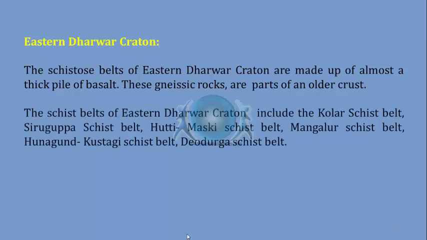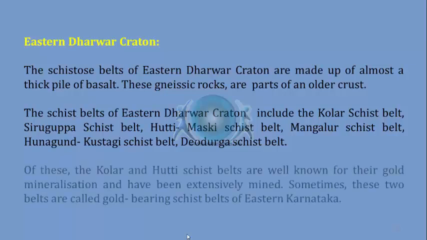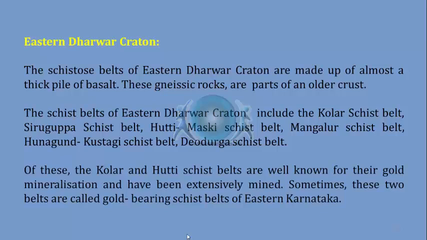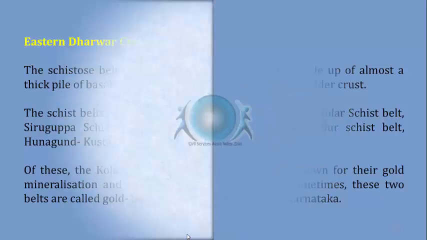The schist belts of Eastern Dharwar Craton include the Kolar Schist Belt, Siruguppa Schist Belt, Hutti Maski Schist Belt, Bangaluru Schist Belt, Hunagund Kustagi Schist Belt, Dindurga Schist Belt. Of these, the Kolar and Hutti schist belts are well known for their gold mineralization and have been extensively mined. Sometimes these two belts are called gold-bearing schist belts of eastern Karnataka.